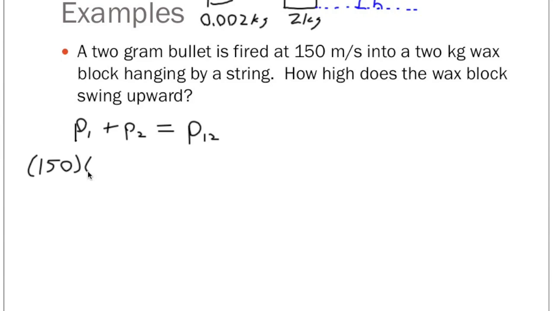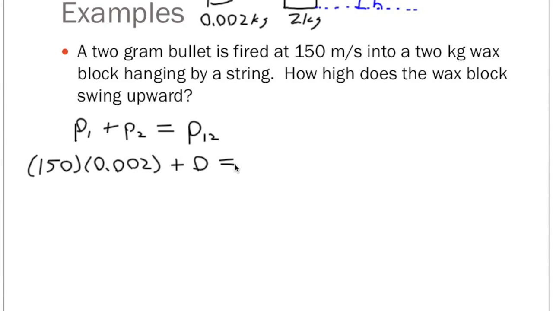It's mass times velocity, but it works both ways. So 150 is its velocity times its mass, which is 0.002 kilograms, because we've got to make sure we're in kilograms here. Plus the momentum of the block to start with. Well, to start with, the block's just hanging there. It has a velocity of 0, and so therefore a momentum of 0. And so we've got that. And so that should be equal to our momentum of the two afterwards.